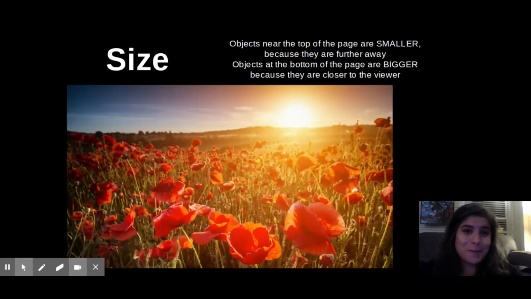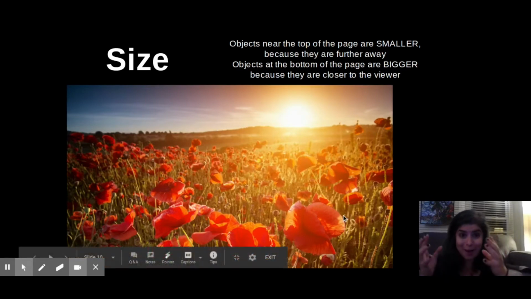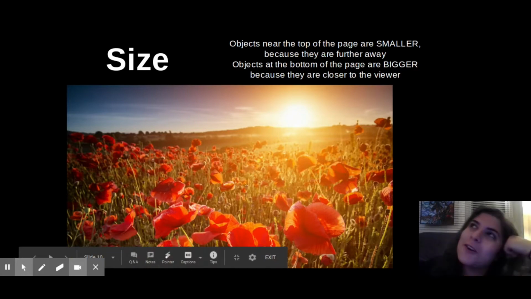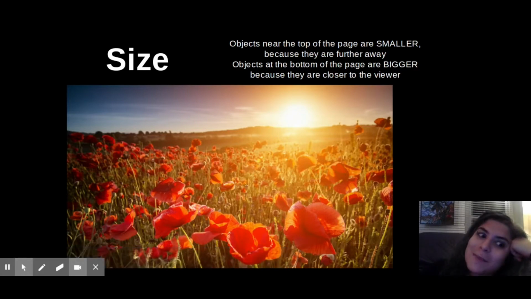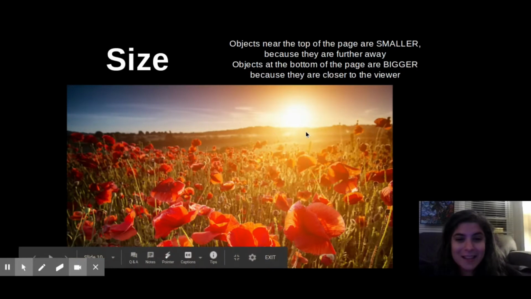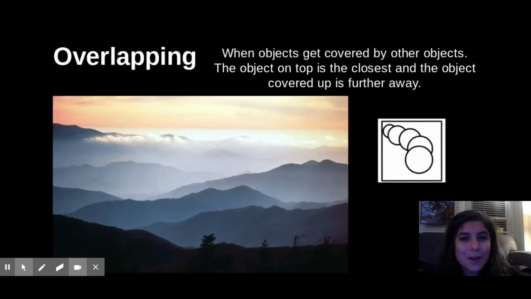Another way to show space is by the size of your objects. So objects near the top of the page where they're far are going to be smaller. And objects at the bottom of the page will get bigger and bigger and bigger. I wonder why Miss Taub had us draw different sized pumpkins. So you can see in this photograph that the flowers in the back, those are the ones that are far away. And as you get closer and closer to the bottom of the page, the flowers get bigger and bigger and bigger.